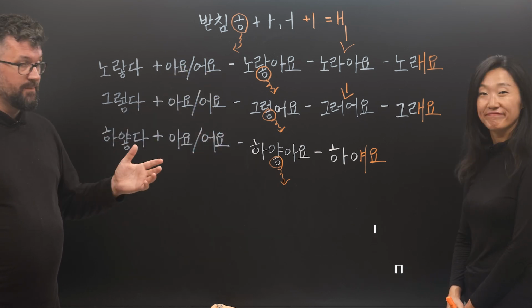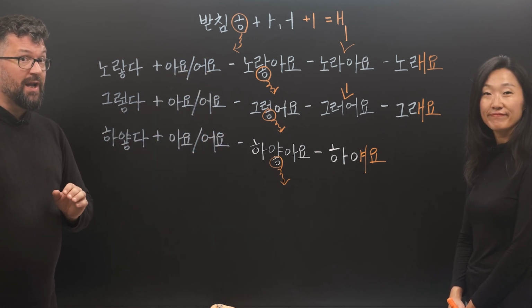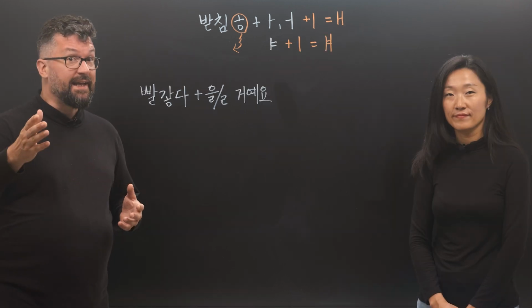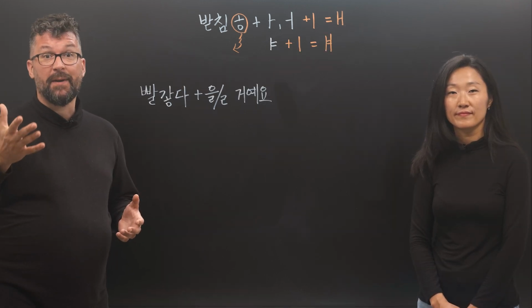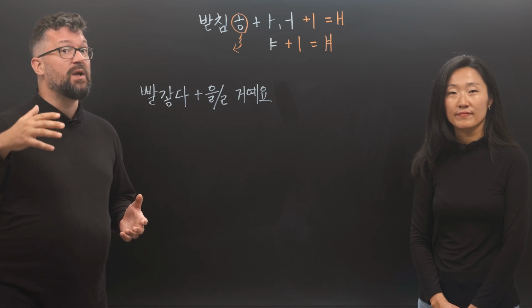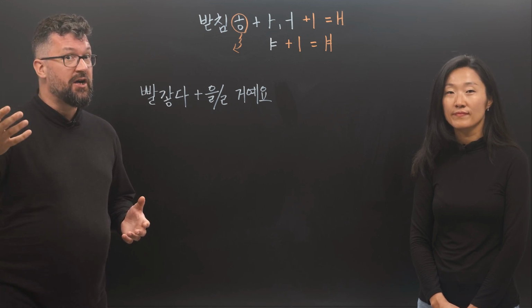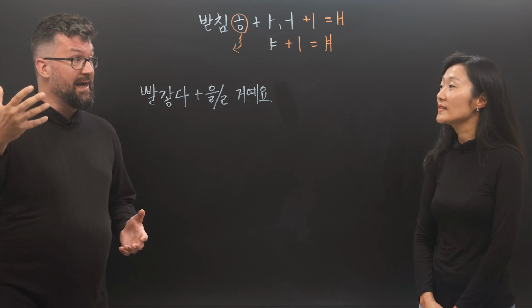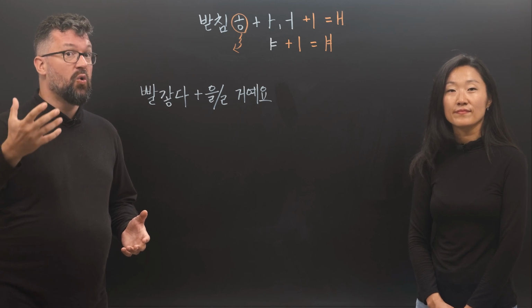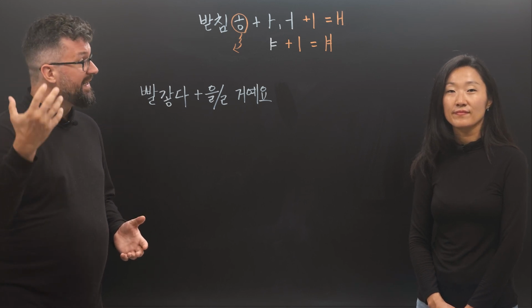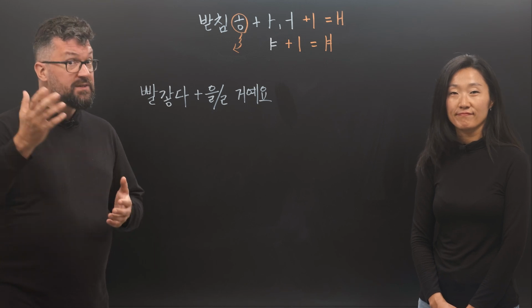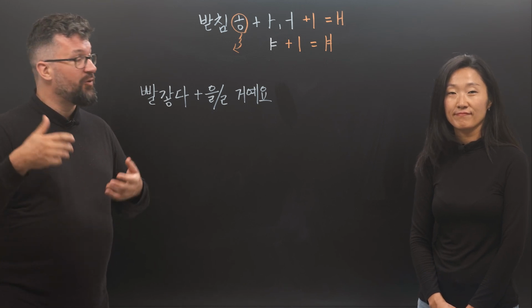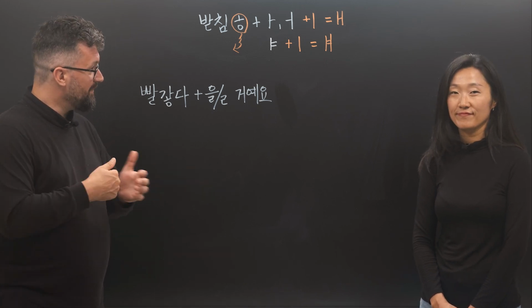And now let's have a look at rule number 2. The second rule we need to follow when it comes to irregular verbs and adjectives ending in Batchim ㅎ says that when Batchim ㅎ meets a vowel in the next syllable, we not only remove ㅎ, but we also need to remove the vowel. This would, for example, be the case in the future tense. Can we look at an example?